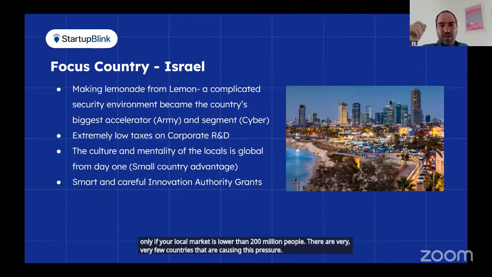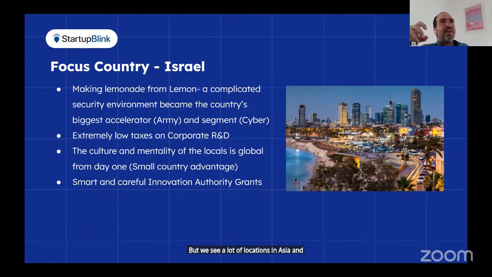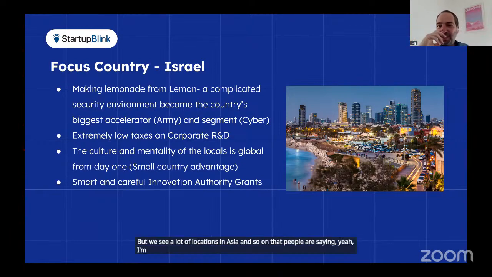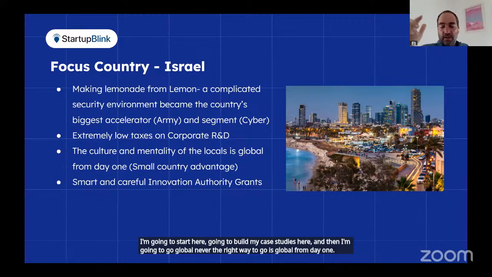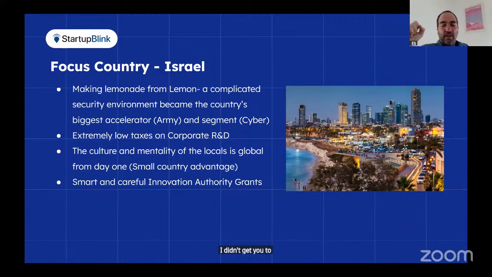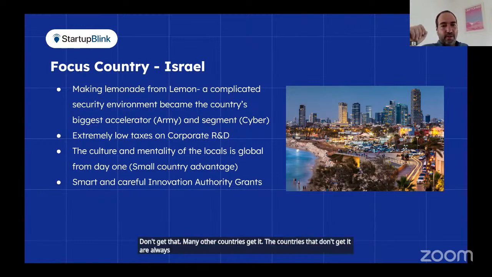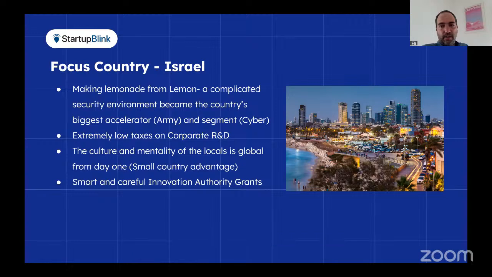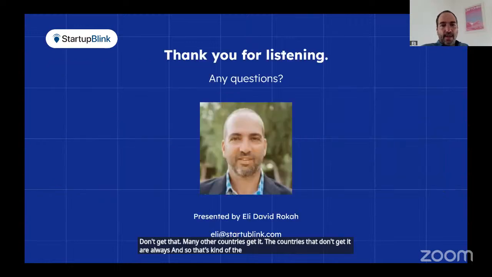So we see a lot of locations in Asia and so on where people are saying, yeah, I'm going to start here, build my case studies here, and then go global. Never. The right way to go is global from day one. The Israelis get that. The Estonians get that. Many other countries get it. The countries that don't get it are always struggling. And so that's the idea about this case study.